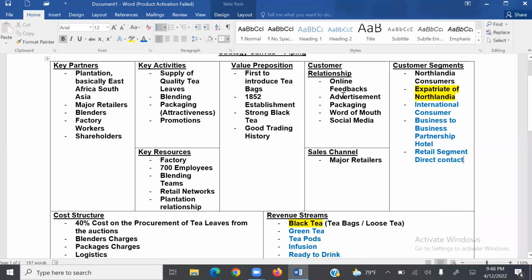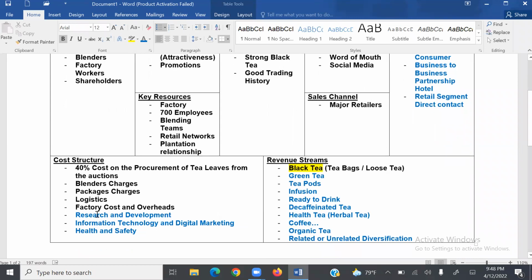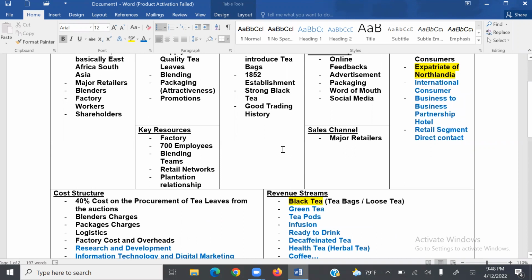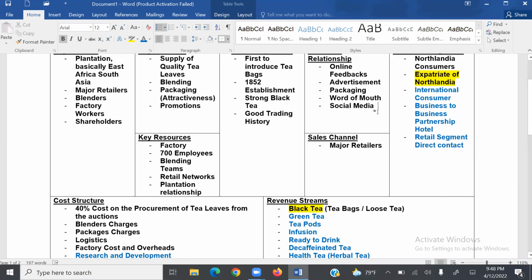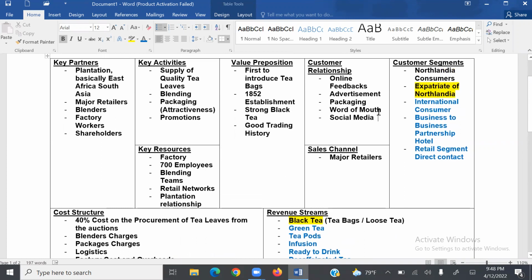So coming into the customer relationship: online feedback, advertisement, packaging, word of mouth, social media. Social media means we generally have just a basic appearance only, and we do not have a dedicated IT organization to take care of the social media. Monica, is it clear? Yes, because we do not have an active presence in the social media. We are just having a presence only. So this is one basic activity, but the exploitation level is very poor.